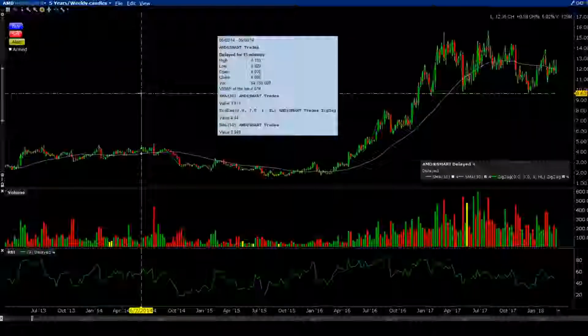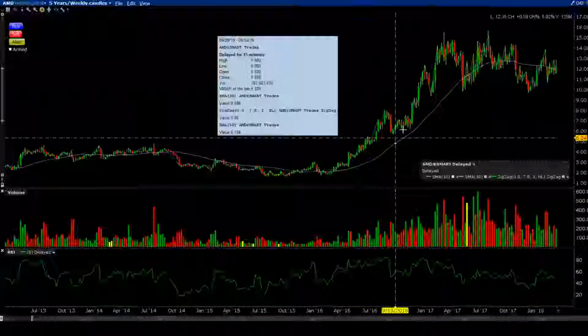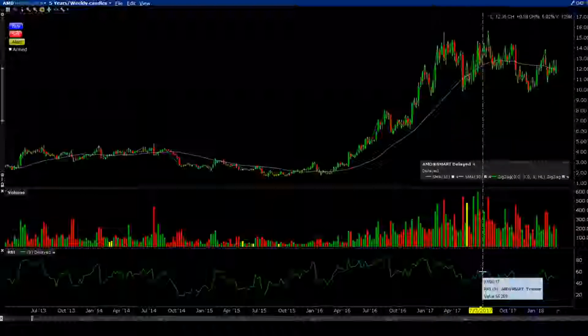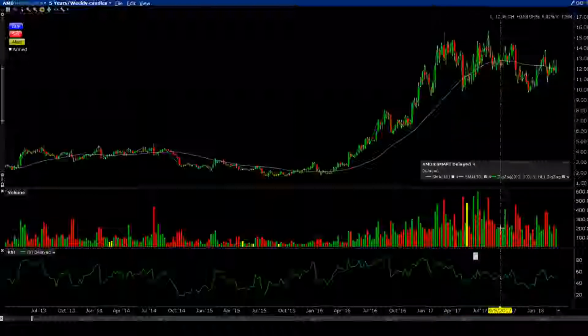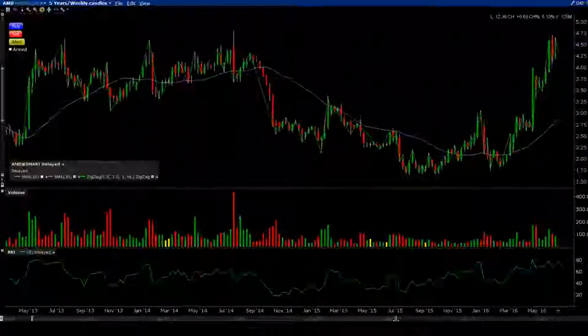All right, what do I have here? AMD, 5 years, weekly candles. I got my Stan 30-week SMA. I got my volume indicator. I got my RSI. I'm ready to rock and roll. Let's do this. Let's practice some more.